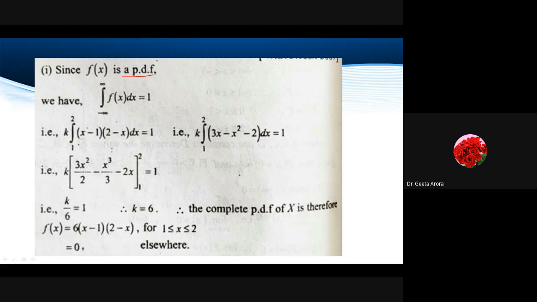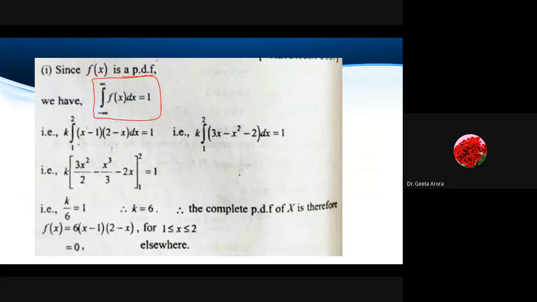we have the integral from minus infinity to infinity of f(x) dx equal to 1. This is as per the definition. If you remember, this is the definition. So what is f(x)? f(x) is given by k times (x − 1)(2 − x), and the limits of x are from 1 to 2. These are the limits. So when we are going to use it, what do we have to do? We have to integrate from 1 to 2.